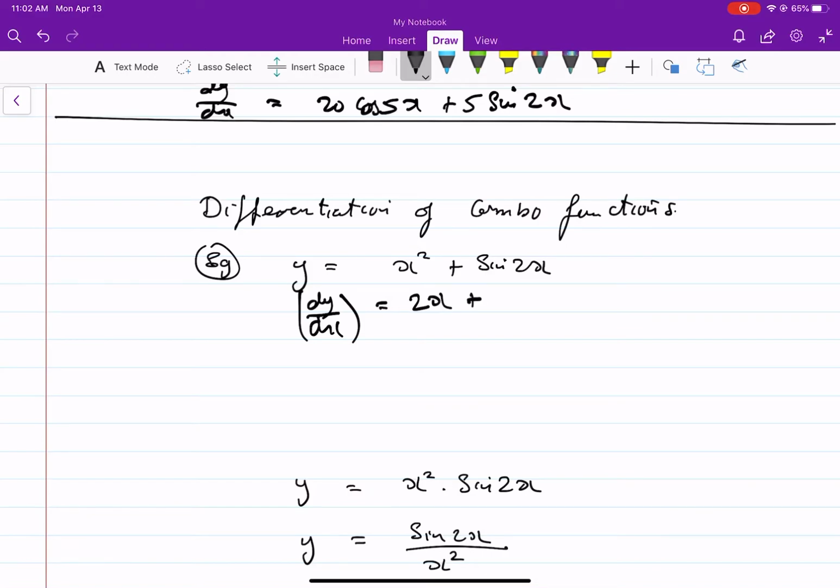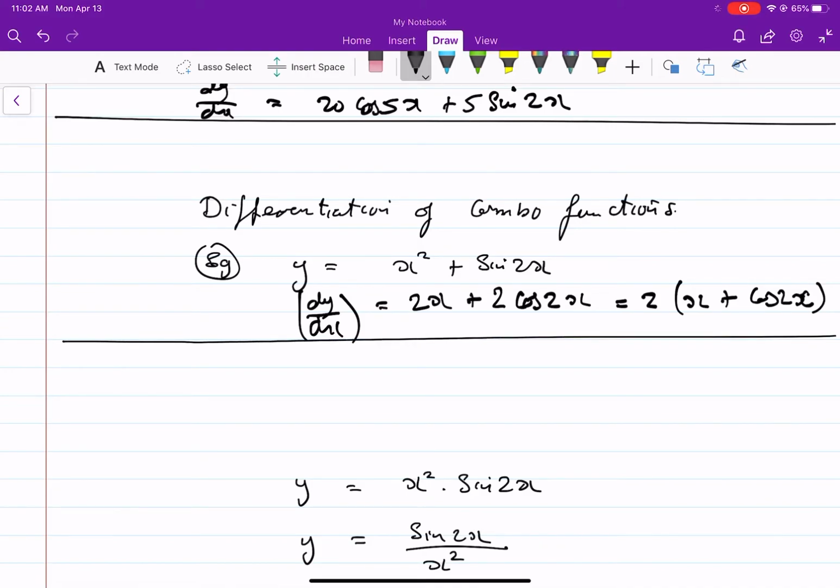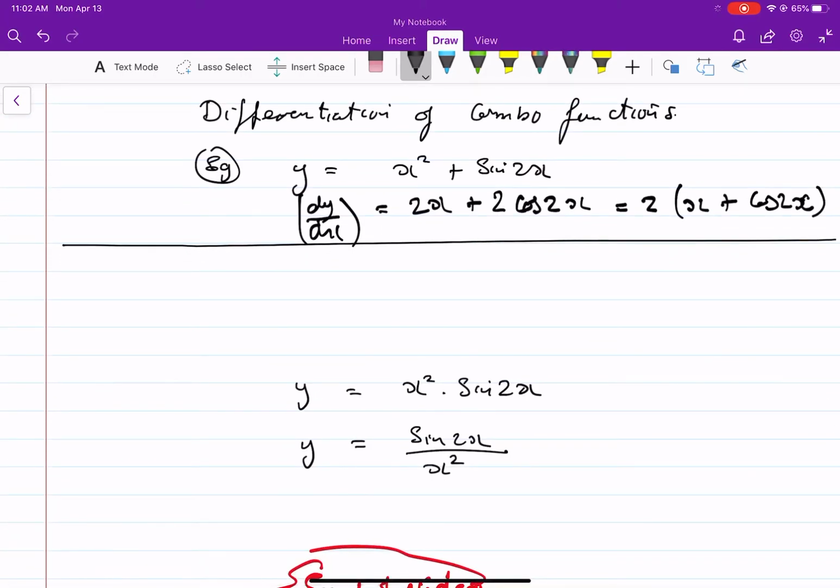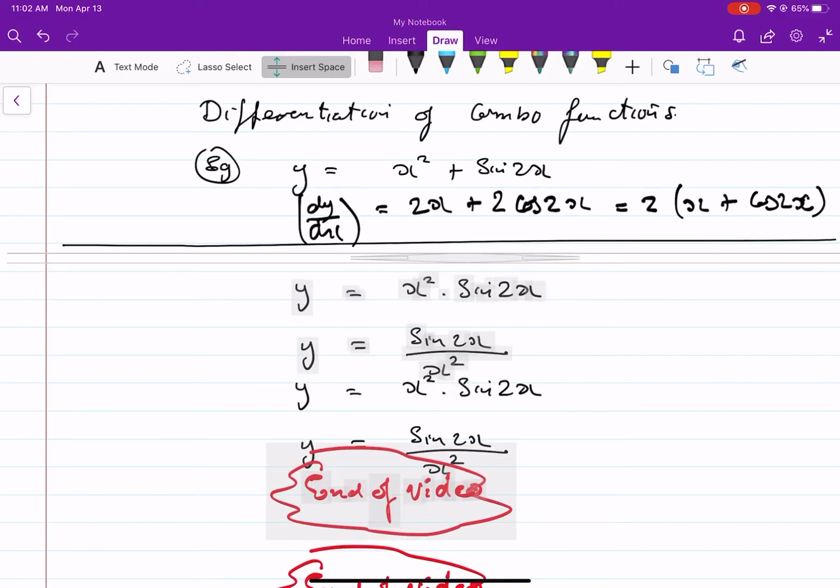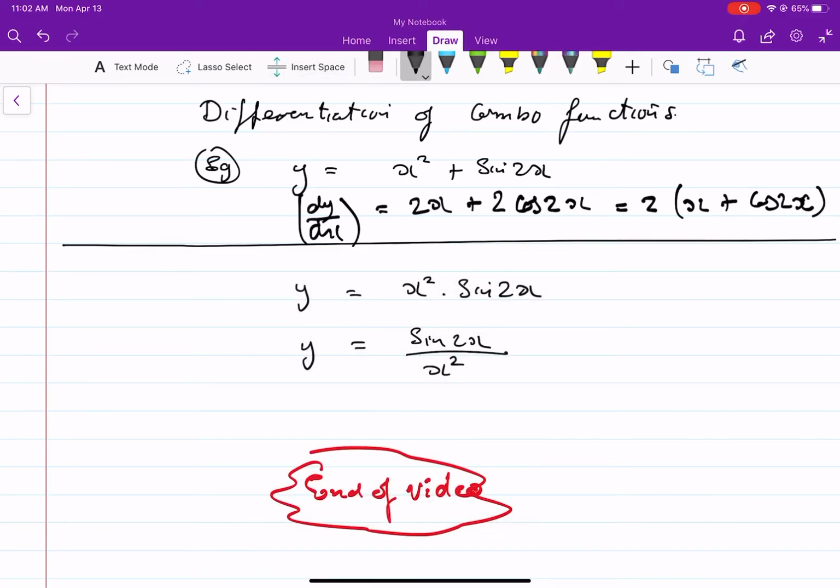The result will be f prime of x. Differentiate the 2x to get 2 times the cos of the same 2x. If you choose to, you can factor out the 2, and you're left with x plus cos 2x. There. That's dy dx. Can't get any easier than that. Okay, let's check the next one.